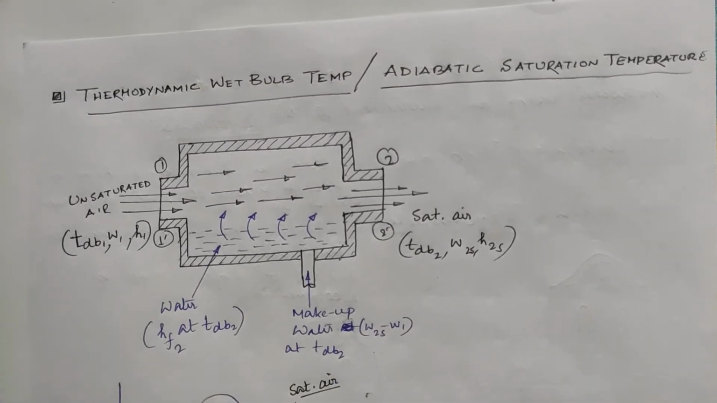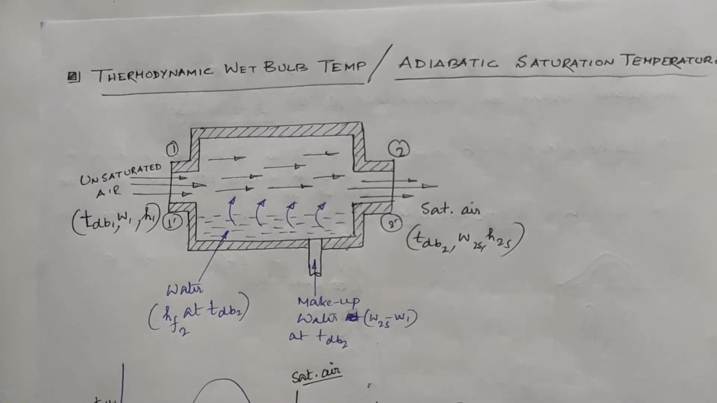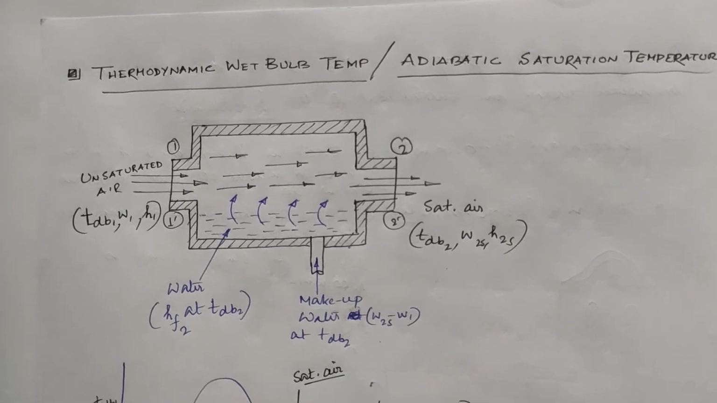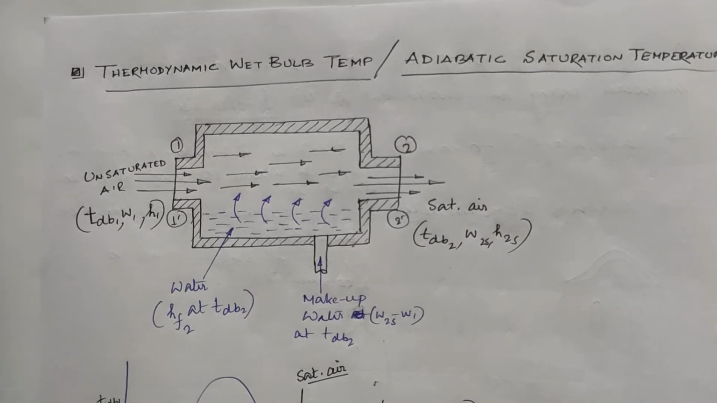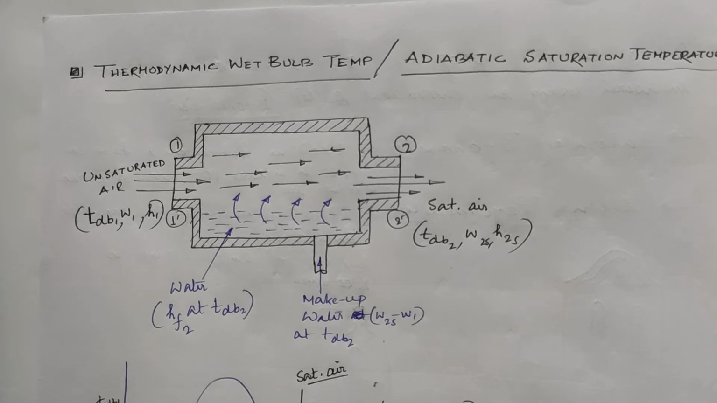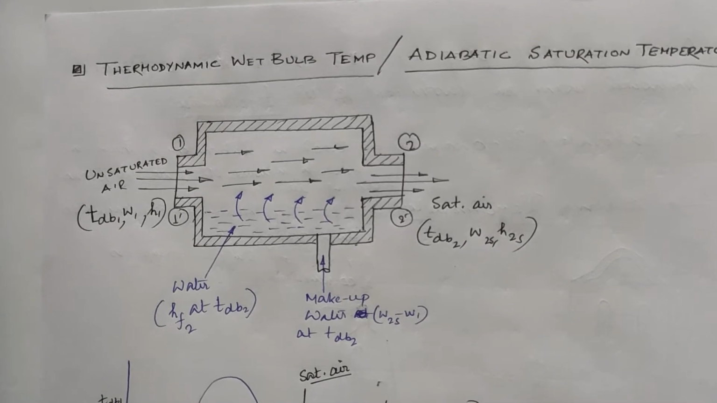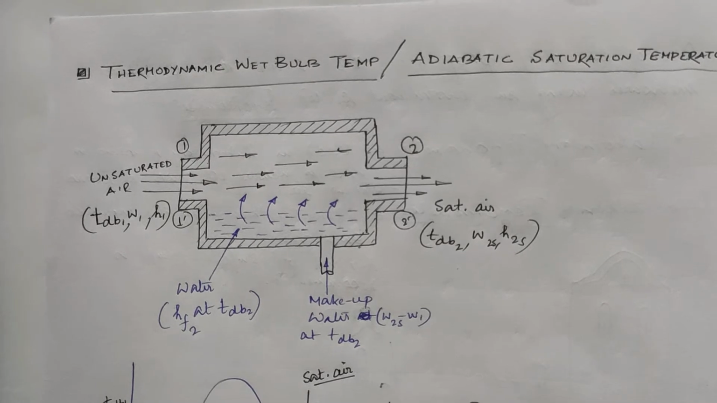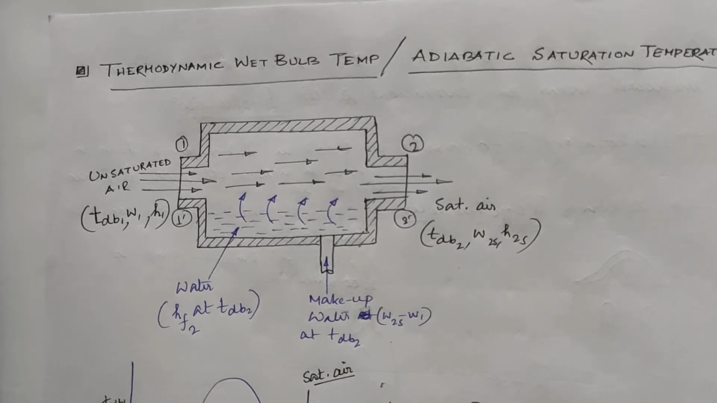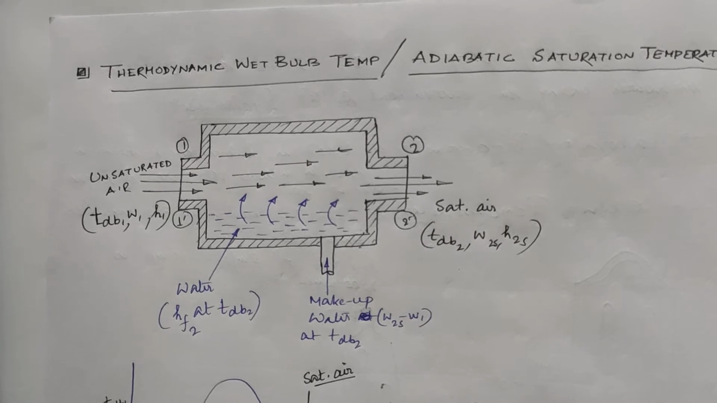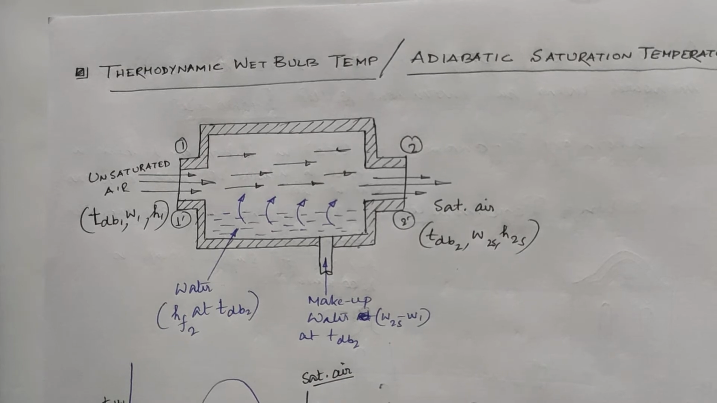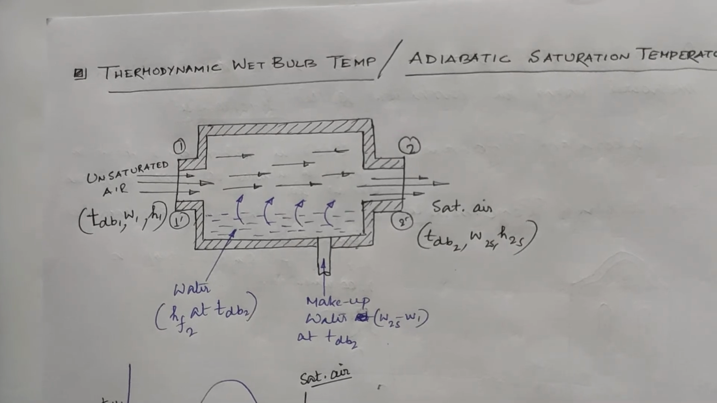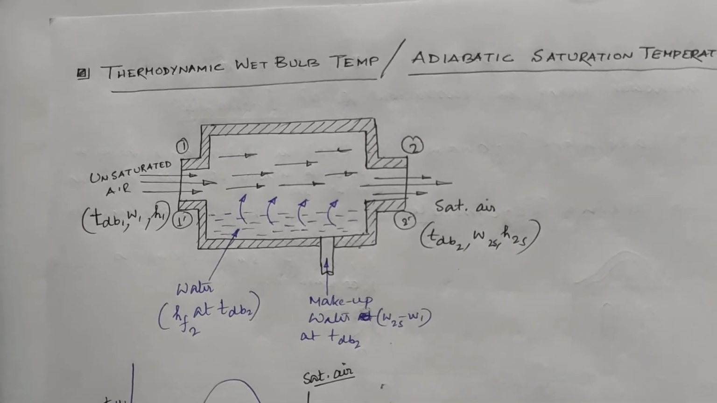Next important topic is thermodynamic wet bulb temperature or adiabatic saturation temperature. What is thermodynamic wet bulb temperature? We have already known that wet bulb temperature is the temperature measured by the thermometer when the bulb of the thermometer is wrapped by a wetted cotton wick or cotton cloth. So now what is thermodynamic wet bulb temperature?